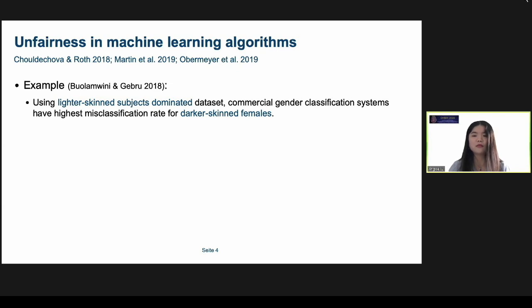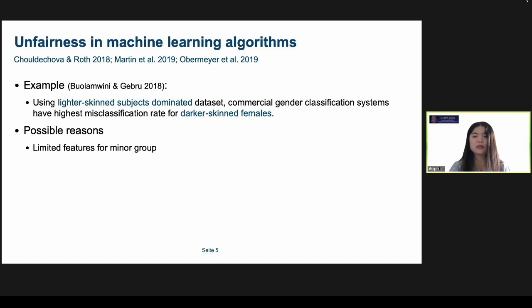However, in the machine learning research area, people start to care about the fairness of the machine learning algorithms across different subpopulations. Here is a simple example. A study in 2019 found that when commercial gender classification systems were trained on a dataset with more lighter-skinned subjects, the darker-skinned female samples suffered higher misclassification rate.